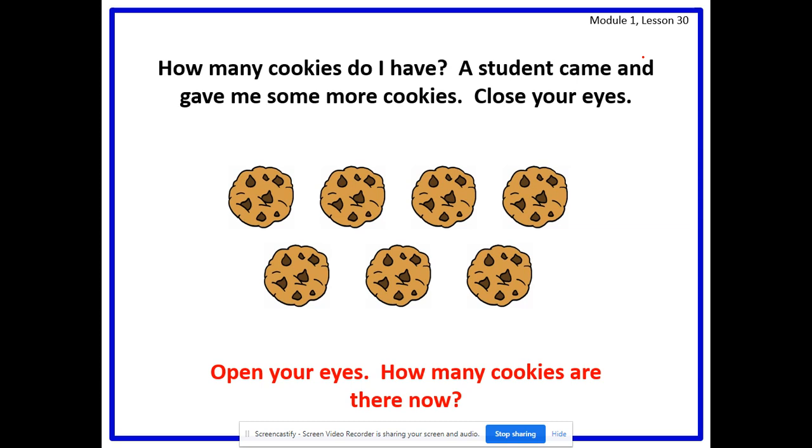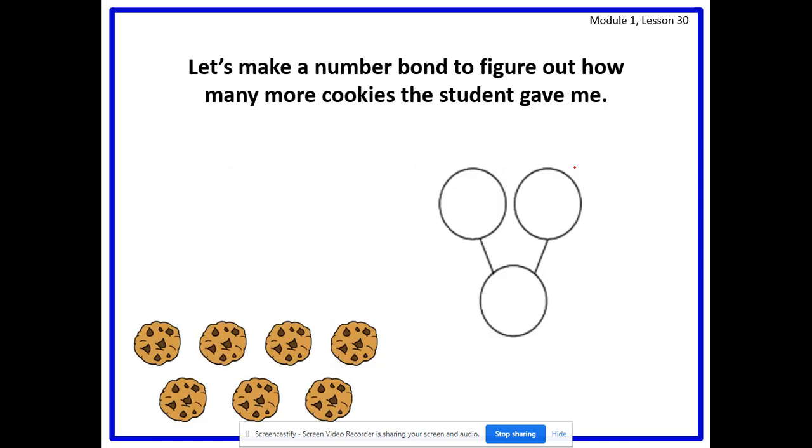Open your eyes. How many cookies are there now? Get ready. Yes, 7 cookies. 1, 2, 3, 4, 5, 6, 7. Let's make a number bond to figure out how many more cookies the student gave me. So look at the picture of the cookies. How many cookies do we have in total? Get ready.